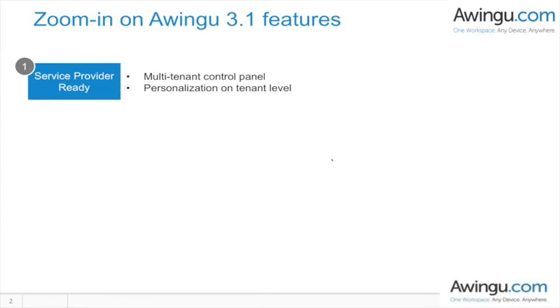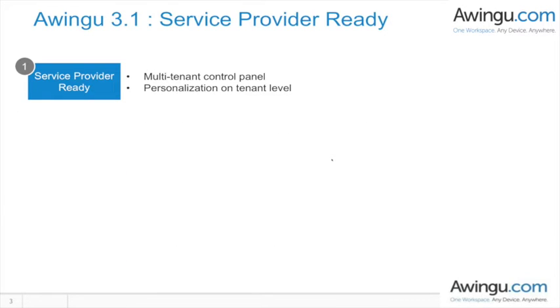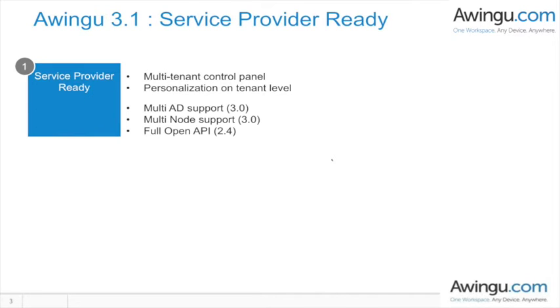Now, let's zoom into the first building block, and that is service provider readiness. And as you've seen in what we've done in the past 12 months, we already had a number of components that made Awingu a service provider ready solution. We already supported multi-active directory, we already supported multi-node deployments, and we already had a fully open API architecture. And on top of that, now we're adding multi-tenant control and a full personalization on tenant level.